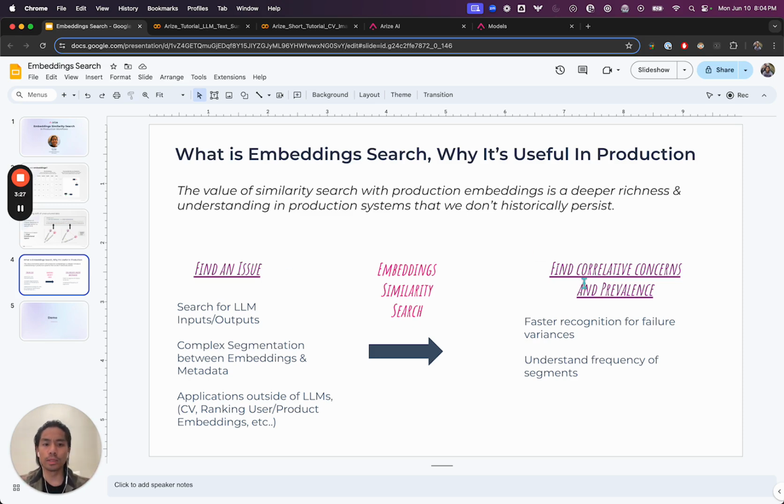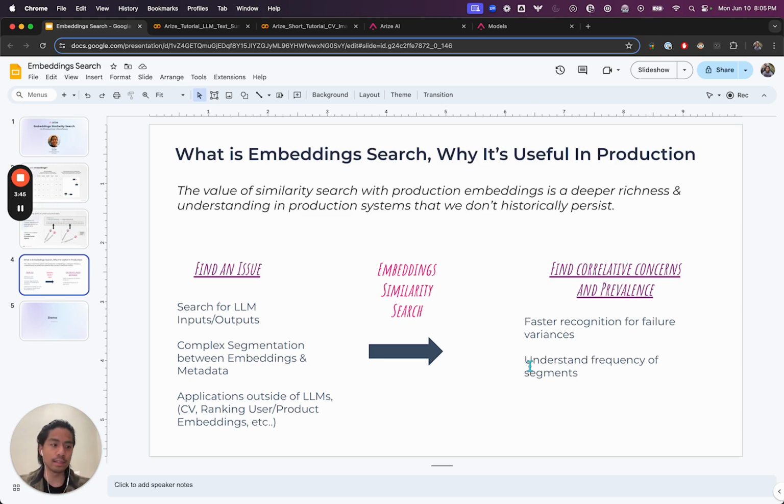What this helps us get to is, one, we can recognize failures. When we see one, we can find others. Not all of them, but we can find things that look like it. It helps us understand, if I see one issue, do I see other instances of it? Because you might say, I see this issue, but I don't really see it anywhere else.